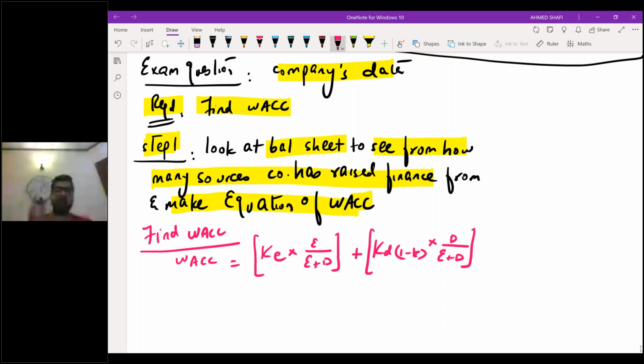What is the advantage of this equation? Once you get this equation, you know which variables you need to calculate. Let's suppose, pay attention, you are asked to find WACC. You look at the balance sheet and see the company is financed with three sources: equity, debt, bank loan. Make the equation. If it has raised finance with three sources, how much cost of capital does it have to bear? It has to give a return to three parties.